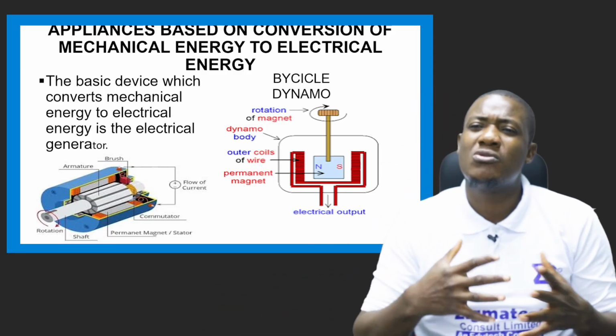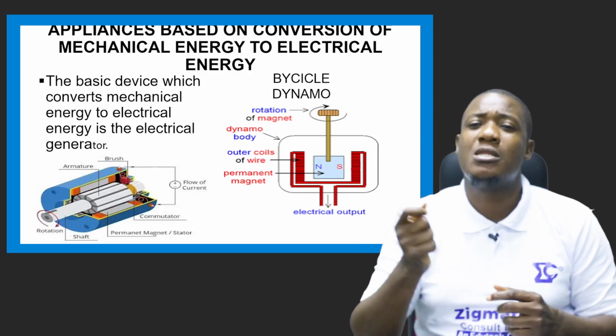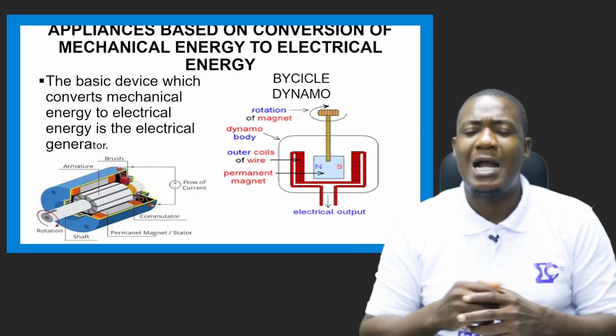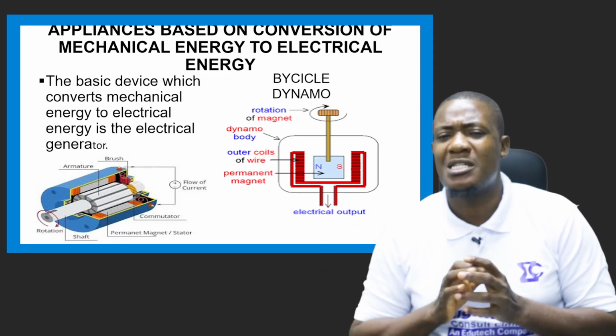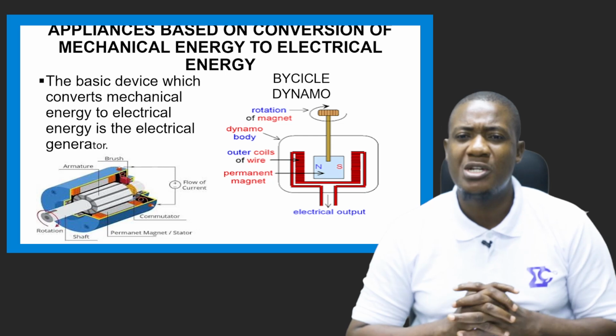That's why, for you to start a generator mechanically, you have to cause the armature to rotate, either by manually drawing the starting coil or maybe using an electric starter to do that.